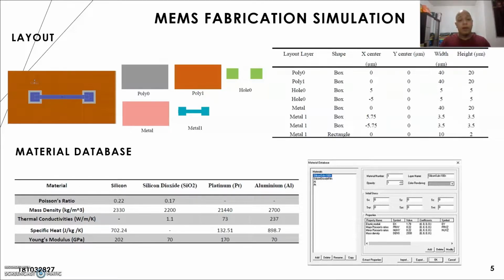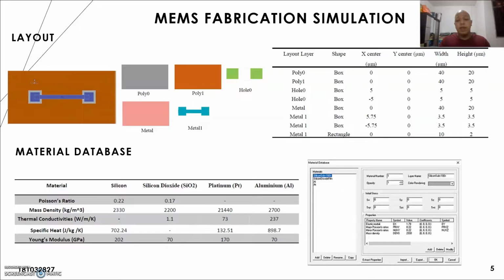For the layout, we have 5 components, which are poly 0, poly 1, hole 0, metal 0, and metal 1. Inside the table, we state the coordinates, width and height for each component of our thermal actuator. For the material database, we state the important parameters, which are Poisson ratio, gas density, thermal conductivities, specific heat, and Young's modulus for the silicon, which is poly 0, silicon dioxide, which is poly 1, platinum for the metal, and aluminium, which is metal 1.